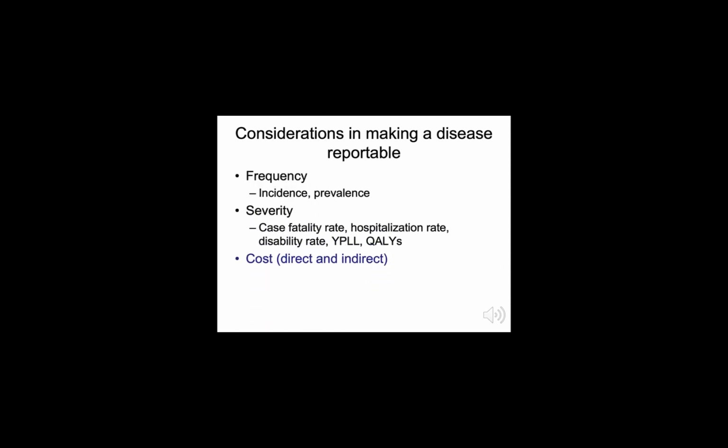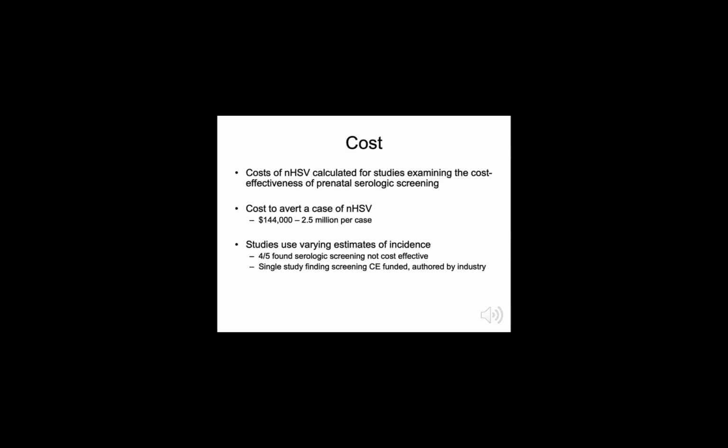So what about cost, direct and indirect, in the context of neonatal herpes? Well, the costs of neonatal herpes have been largely calculated in the context of studies that examine the cost effectiveness of potential prenatal serologic screening to identify mothers who are at high risk for acquiring herpes during pregnancy, that is, seronegative mothers. And there's been a range in the estimated cost to avert a case of neonatal herpes, ranging from about $144,000 per case to $2.5 million per case averted.